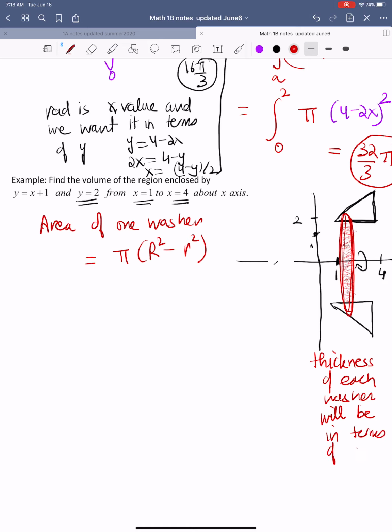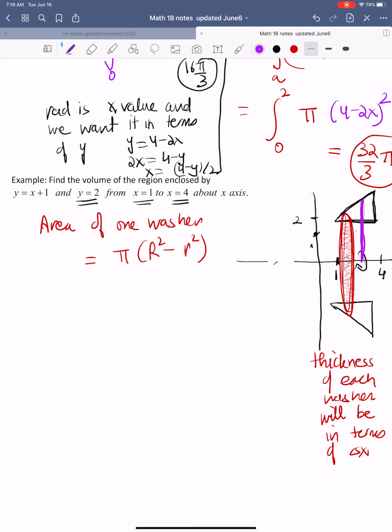Will be in terms of delta x. The thickness of each washer will be in terms of delta x, because the washers are perpendicular to the x-axis. Okay, the outer radius, we want everything in terms of x. The outer radius is the y value. If you look at it, the outer radius is this purple y value.